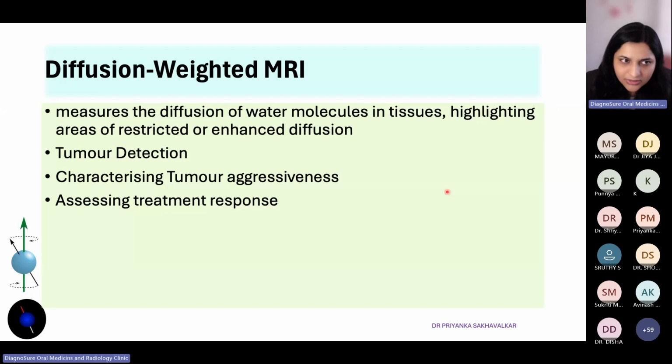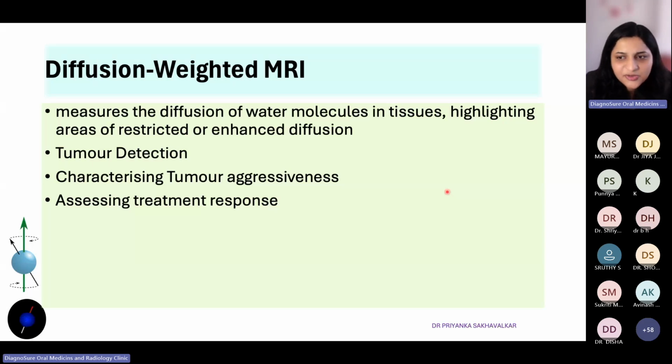Then, lower diffusion coefficient because of tumor aggressiveness. If the tumor is very aggressive, then there will be high cellularity. High cellularity means cells will be tightly packed and there will be less motion of water around them. So again, it will have a lower ADC value. It might be a representation of the aggressiveness of the tumor.